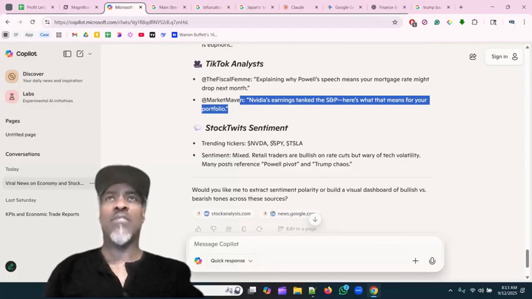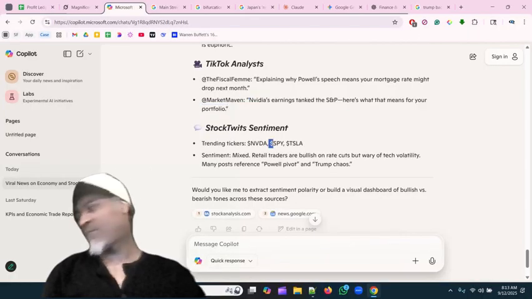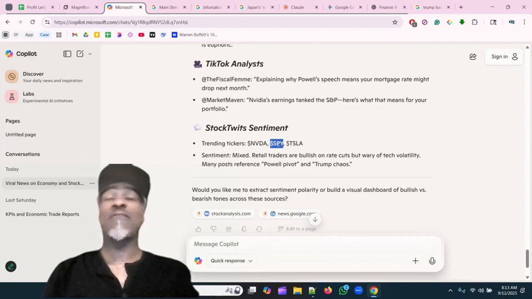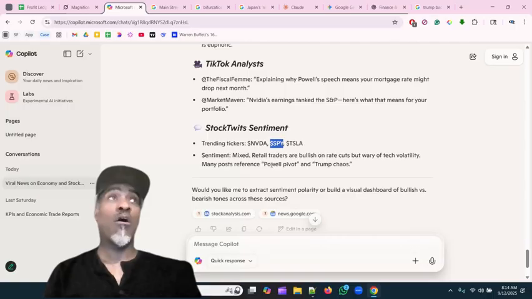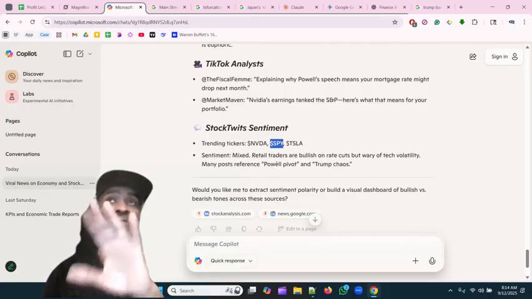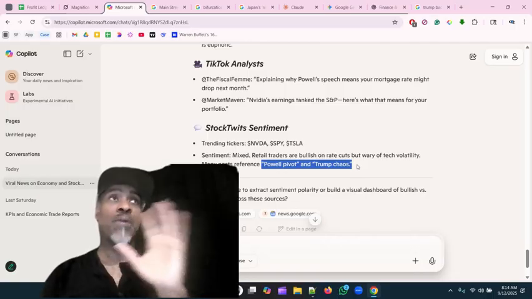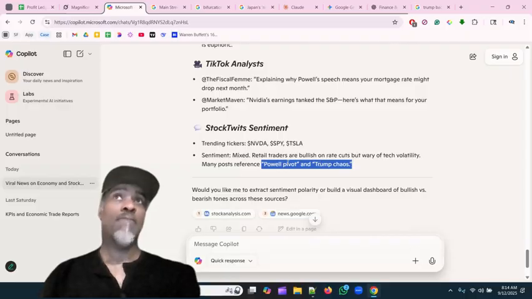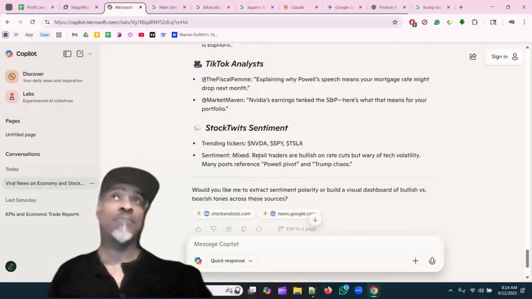NVIDIA. The SPY is an ETF. I'm sorry, ETF, I apologize. And then you have the Tesla. So it's saying retail traders are bullish on rate cuts, but wary of tech volatility. Midi post reference Powell's pivot and Trump's chaos. So I'm telling you, whether you are low end or high end, everybody is watching this battle between Trump and Powell. And they know what it means. They know the outcome. They know the domino effect of what's going to happen.